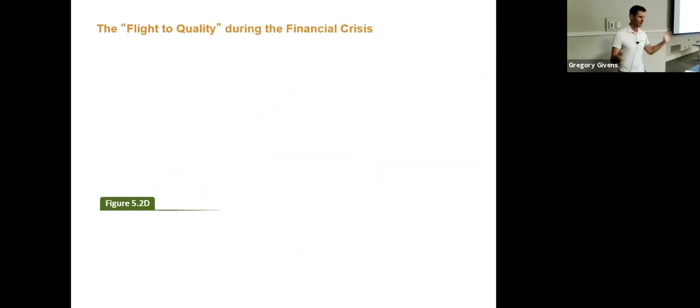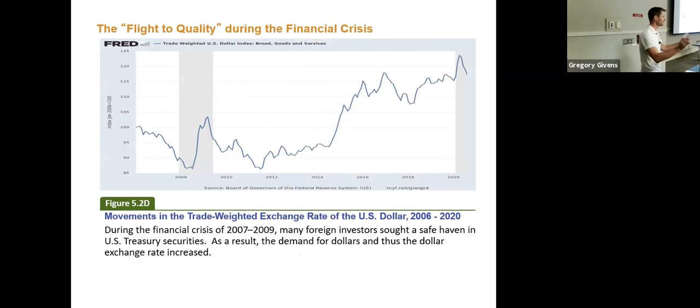All right, let's apply this thinking, this supply and demand kind of apparatus, to better understand an actual event. The last two slides were just silly little examples, all right? Let's apply this thinking now to better understand movements in actual exchange rates that we've observed, okay? So let me show you what I've got in this graph here. This graph shows you something called the trade-weighted US dollar index from 2006 through 2020, okay?